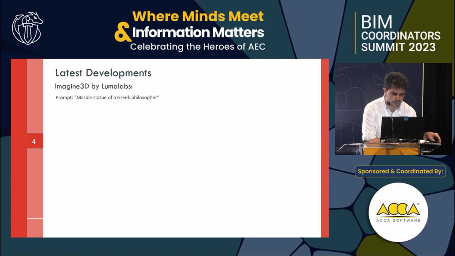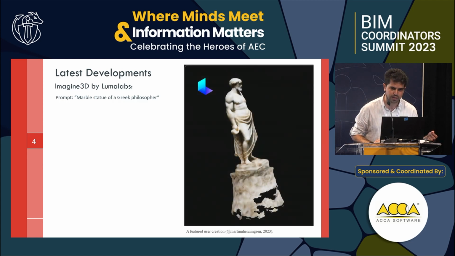And another example I really like, we don't have access to this application. You can ask for access. You can be a beta tester. And on their website, they present some great examples, and I really like this one. One of the current users asked for a marble statue of a Greek philosopher, and the model generated that point cloud very automatically.